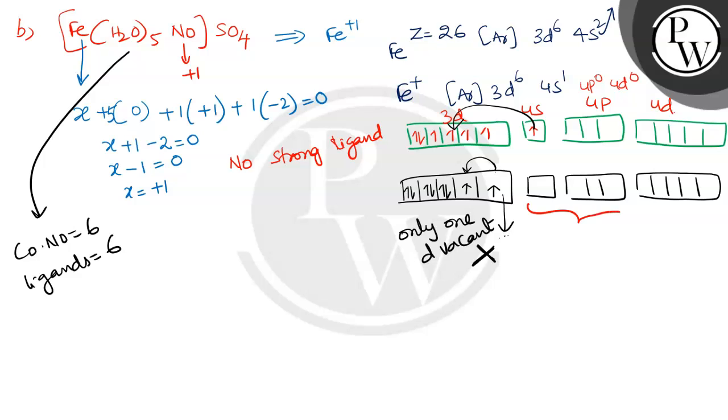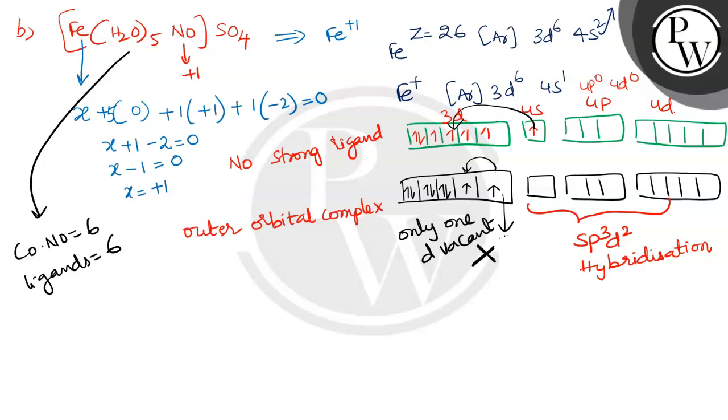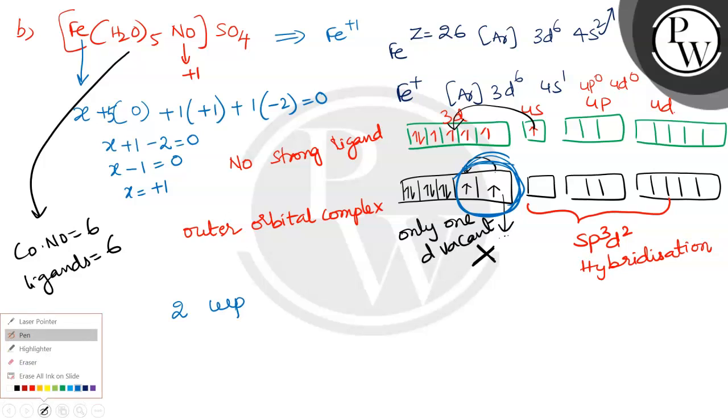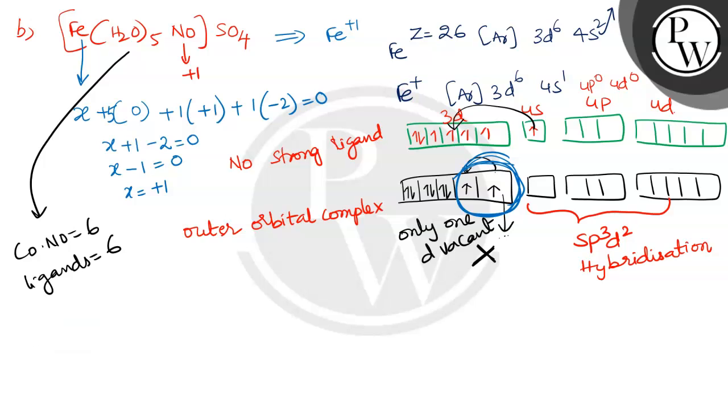One s orbital, 3 p orbitals, and 2 d orbitals of the outermost shell are involved in the sp3d2 hybridization. So that's why it is an outer orbital complex. And here unpaired electrons are available. See this one. How many unpaired electrons are there? Two unpaired electrons. Even if only one unpaired electron is there, it is paramagnetic. So due to the presence of unpaired electrons, it is paramagnetic.